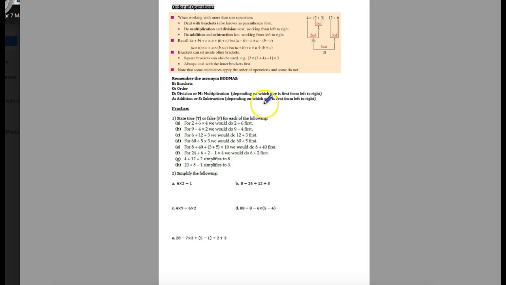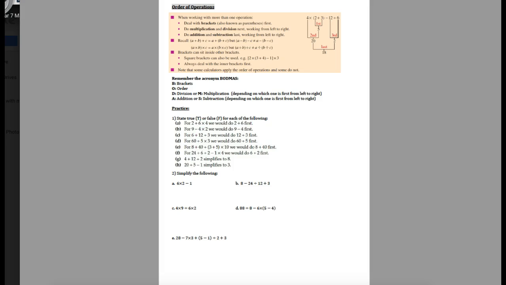So for this one here, it would be false. I'm trying to write small. Okay, so false because we would do this multiplication first. Remember, multiplication comes before addition.